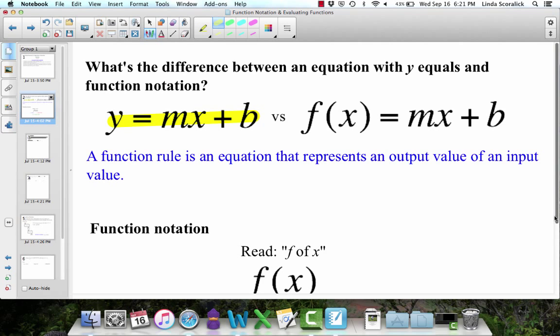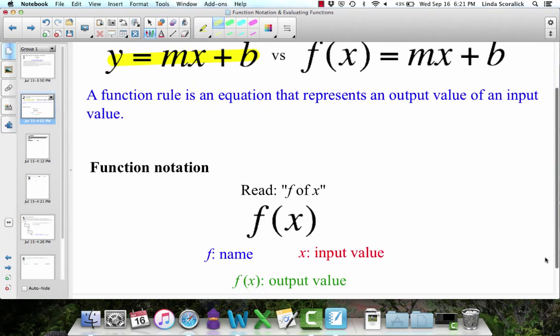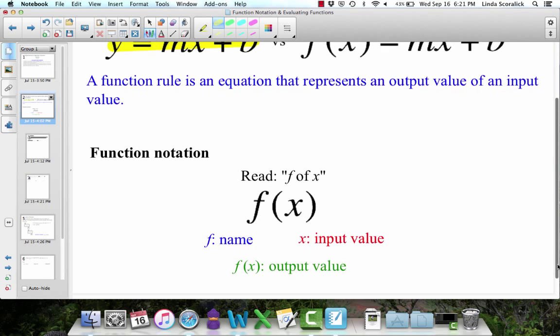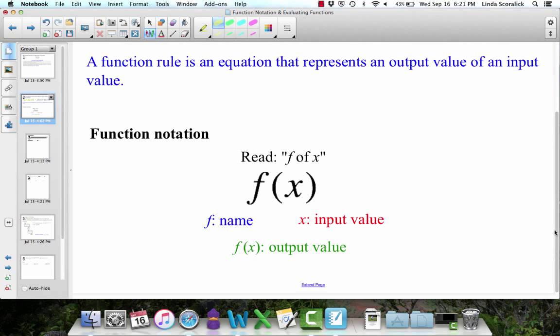Function notation, this f parenthesis x, that's read f of x. That's how you're going to say that, or how you would write that out using words. Let's look at the different parts. The f here, that's the name of the function, and we're going to see examples throughout the course of this lesson where that letter changes. So sometimes we use f or g or h. I could use a of x or s of x, really whatever we want to name the function.